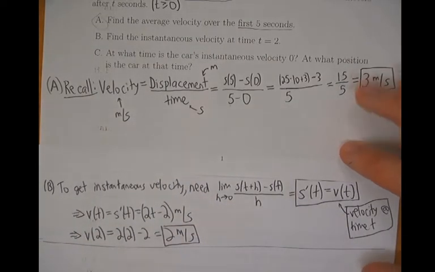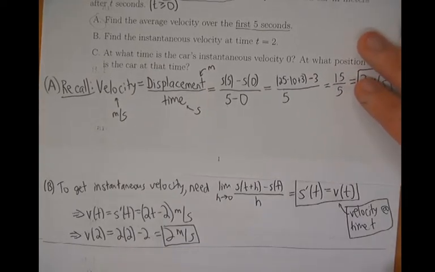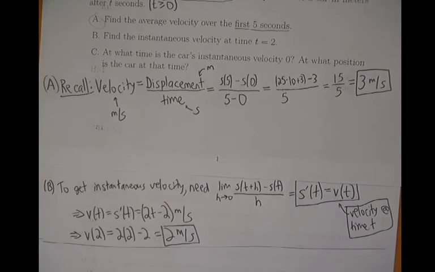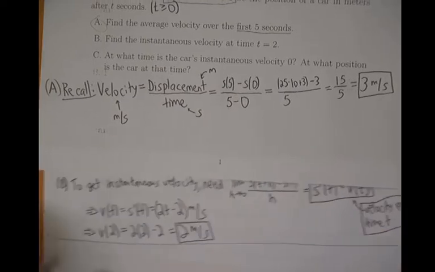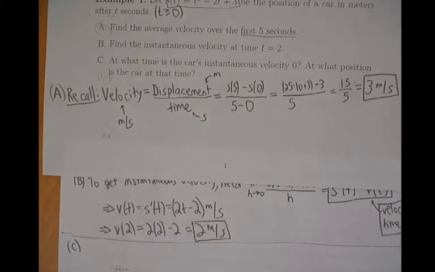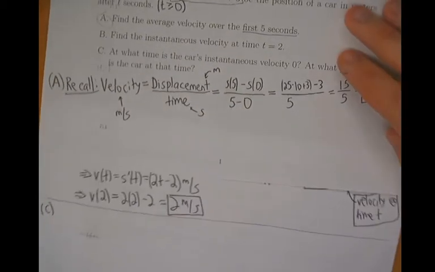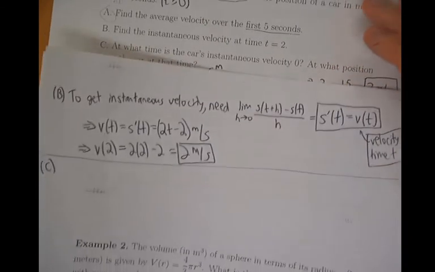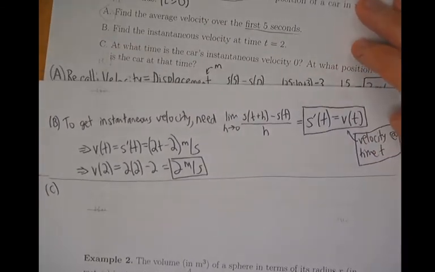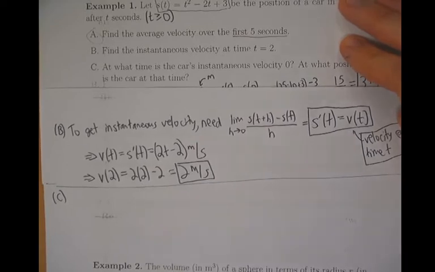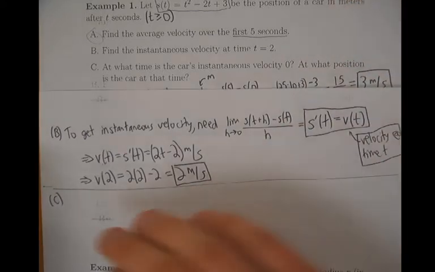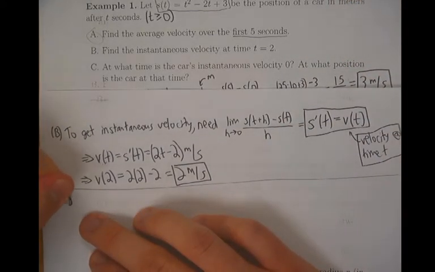All right. So now with part C, we need to figure out when the car's instantaneous velocity is equal to 0, and at what position the car is in at that time. Okay? So with part C, we're trying to figure out at what time the velocity is going to be 0 here. So what does that mean we need to do about our velocity? We need to take v of t and then do what with it?